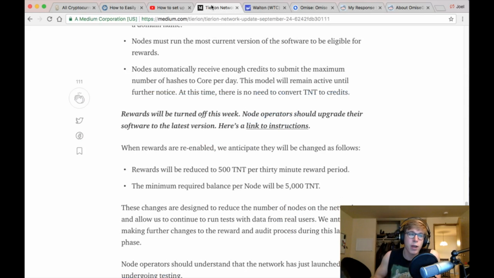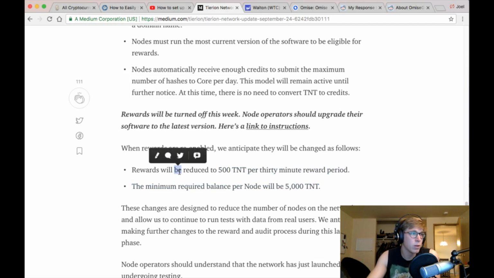So just to recap, regarding Tierion, I would wait a little bit before starting up any kind of node. They're clearly messing around with the system and the way it works. So I would just sit on the sidelines and wait and see, at least because you can't receive rewards for this week at all. So you might as well wait and see how things pan out.